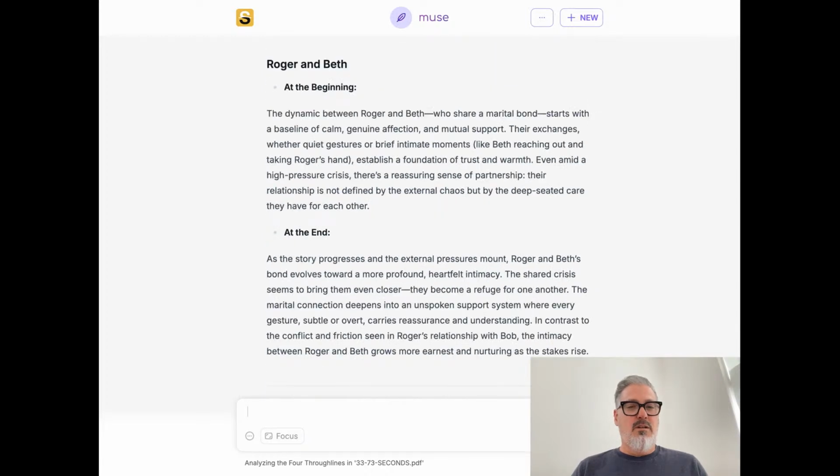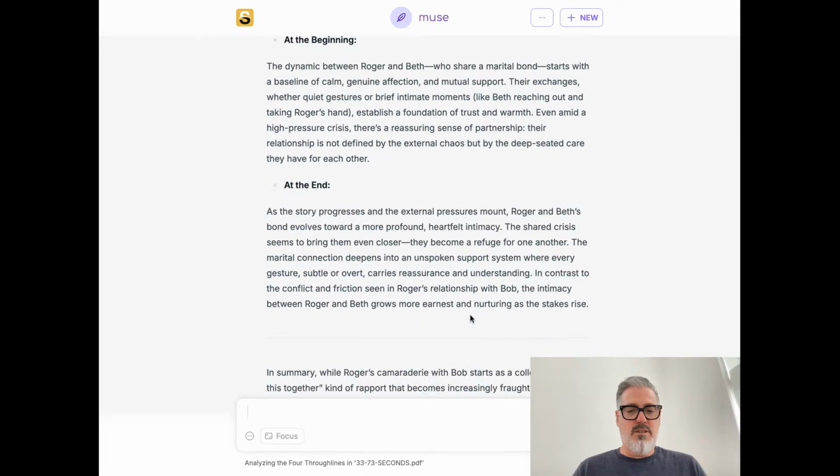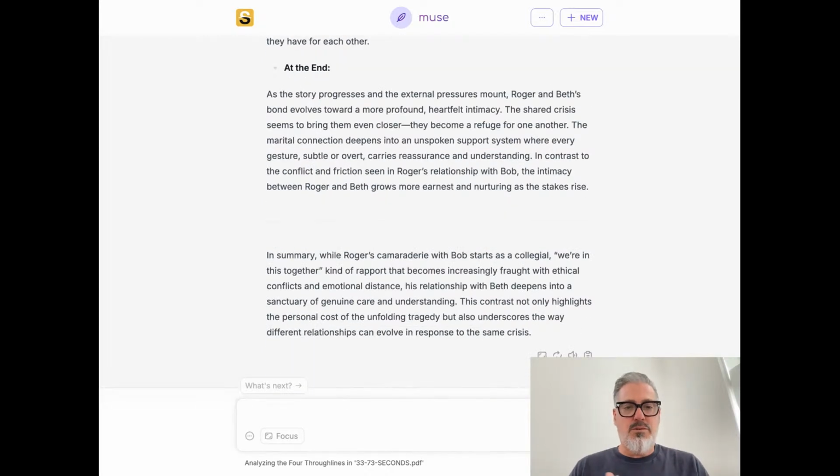Let's see. Roger and Beth. The dynamic between Roger and Beth, who share marital bonds, starts with a baseline of calm, right? Their exchanges, whether quiet gestures or brief, intimate moments, establish trust and warmth. As the story progresses, Roger and Beth's bond evolves towards a more profound, heartfelt intimacy. Their marital connection deepens. Well, interesting. So I'm going to leave it. I'm not sure, actually. In summary, both those sound pretty strong.